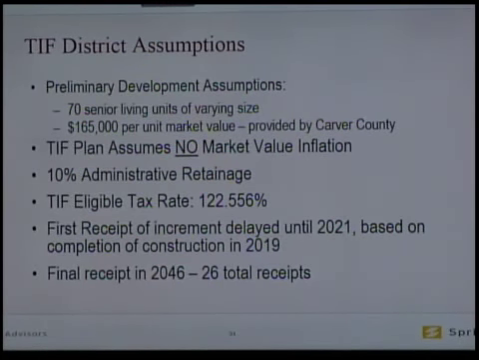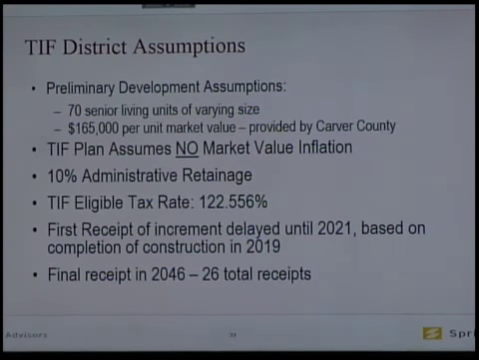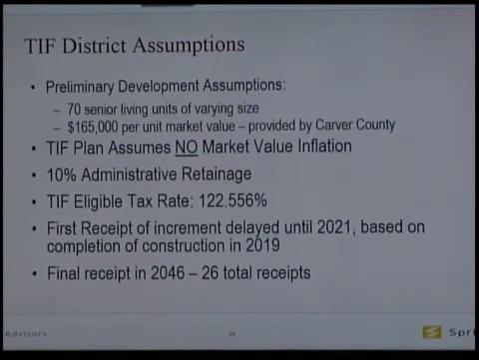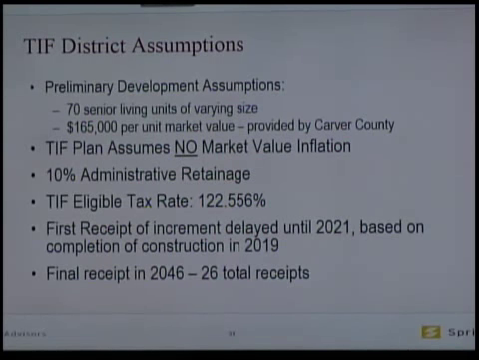You will retain from the tax increment generated 10% of the total for administrative costs. The eligible TIF tax rate is 122.556. That doesn't change through the life of the district. That's the percentage that generates the TIF amount, and your first receipt of increment will be delayed until 2021 based upon the construction starting and being completed in 2019. And the final receipt is actually 26 total receipts all the way through 2046.